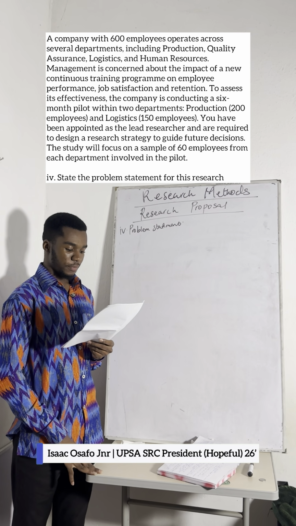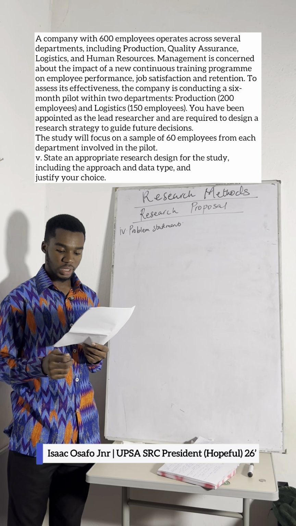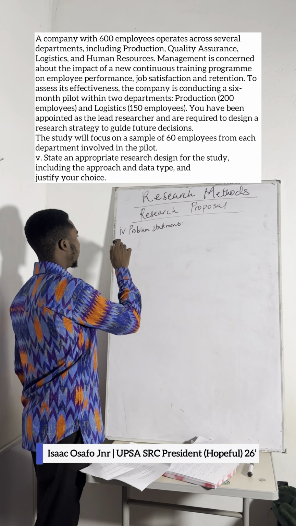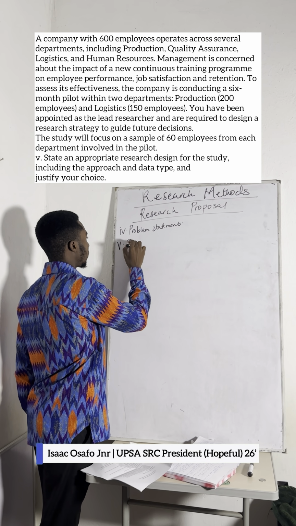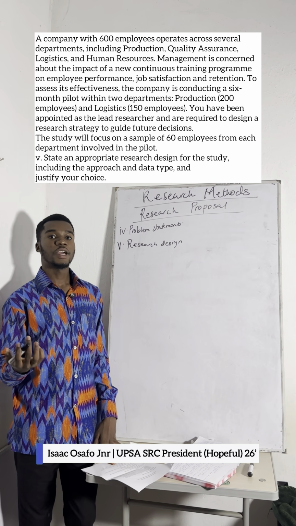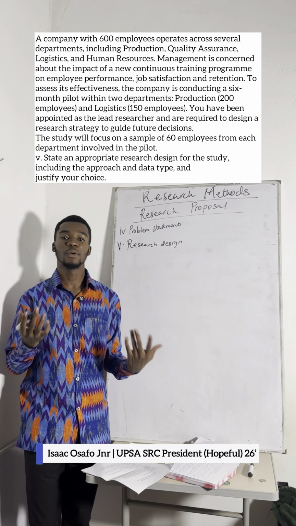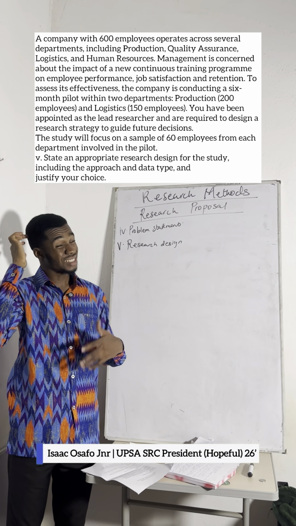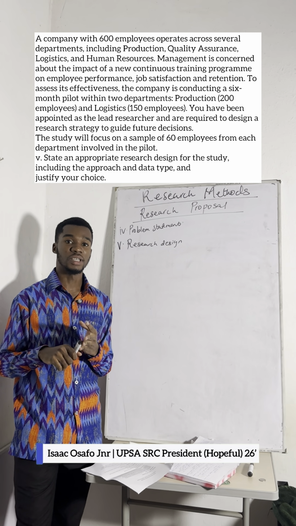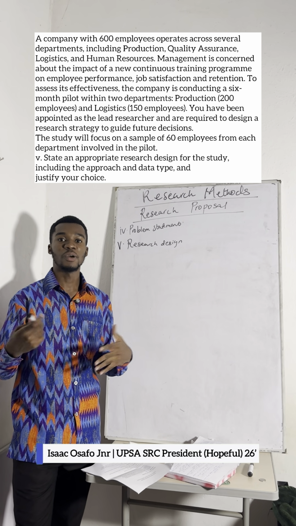All right, now let's move on to the next one. They are saying that we should state an appropriate research design for the study, including the approach and data type, and justify your choice. All right. So the first one they asked us is for the research design. The research design just shows you how to collect and analyze data, based on the purpose of your research. There are several of them, but the most common ones are the descriptive and the explanatory. Do you get it? So most of the time, your answers would usually be the descriptive or the explanatory. So you might want to put this to your head.